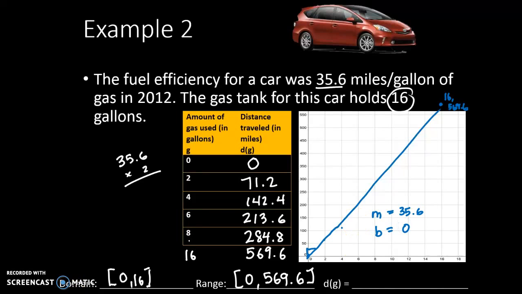So if I want to write the equation for that line, it's going to be d of g. That's the wording they gave me, so that tells me that the x-coordinate is going to be g. So it's going to be 35.6, which is the slope, times g. And that makes sense because that's how we found these values. We multiplied 35.6 times 2 gallons. So that's the equation for that function.